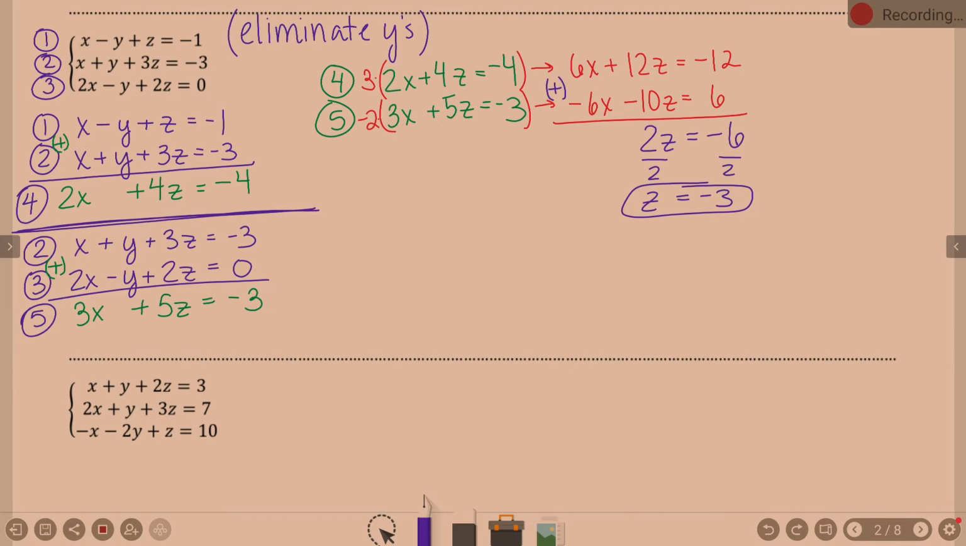If I go to 4, if I go to my original 4, which was 2x plus 4z equals -4, we're going to plug in that -3, yes? So 2x plus 4 times -3 equals -4. 4 times -3 is going to be -12. So 2x minus 12 equals -4.